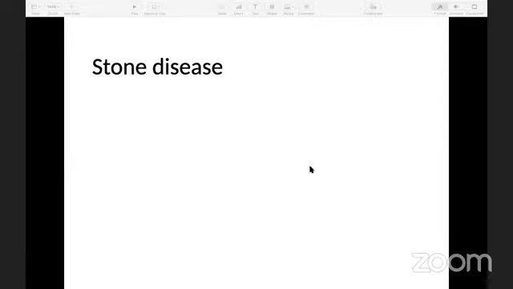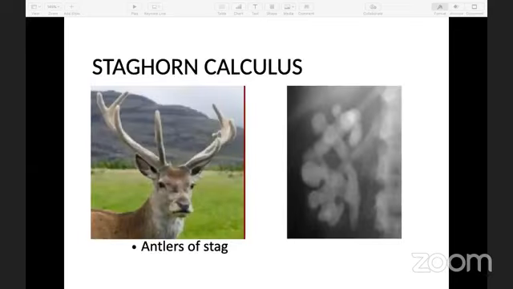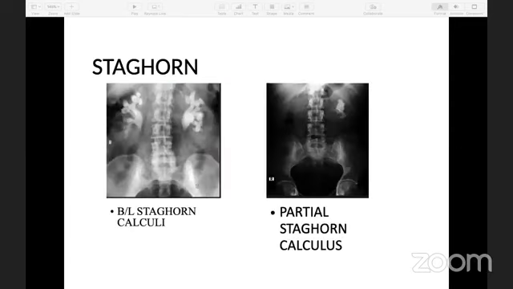IVU is still commonly performed in urolithiasis. The branching of a staghorn calculus matches the antlers of a stag, hence the name. This slide shows staghorn and partial staghorn calculi.